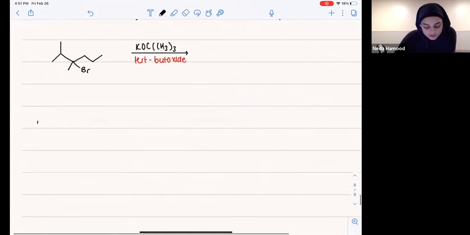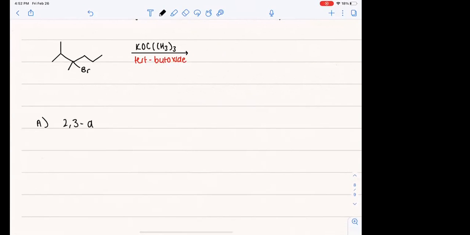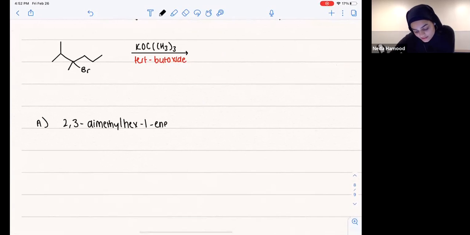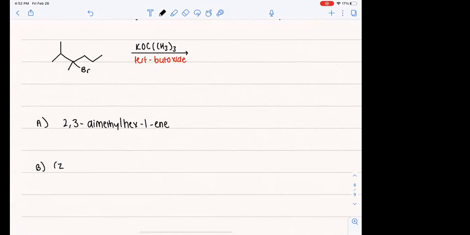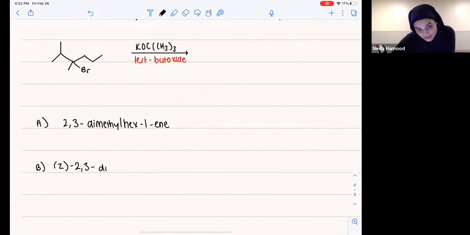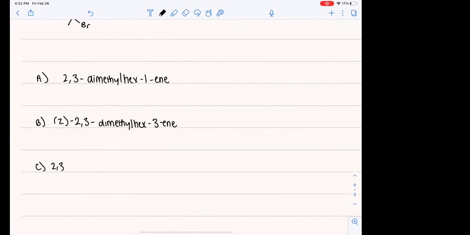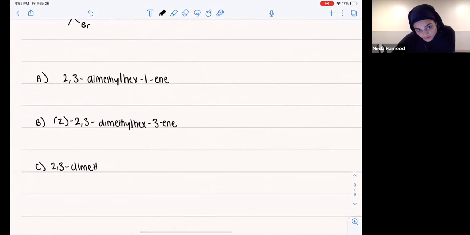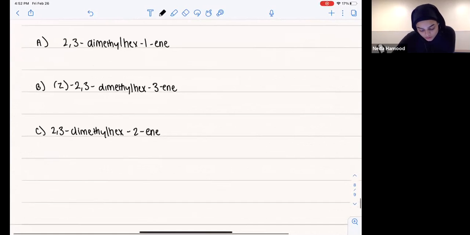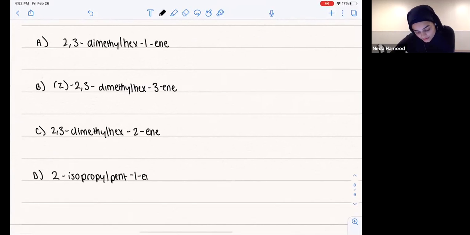So our options here are going to be A, 2,3-dimethylhex-1-ene. B, Z-2,3-dimethylhex-3-ene. C, 2,3-dimethylhex-2-ene. Or D, 2-isopropylpent-1-ene.